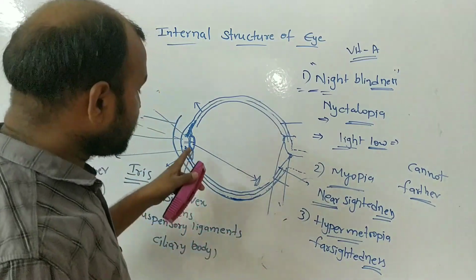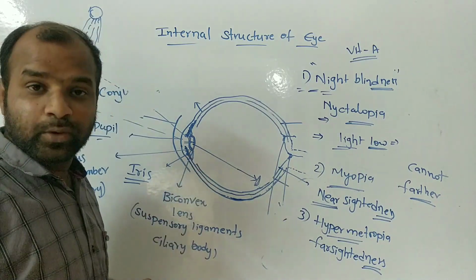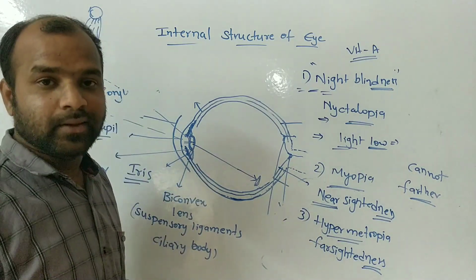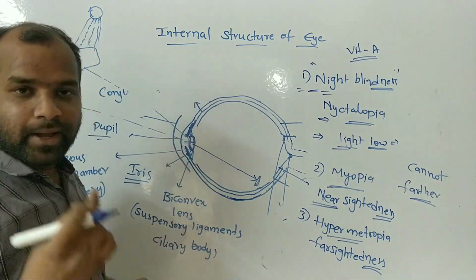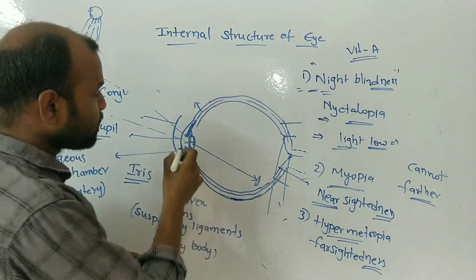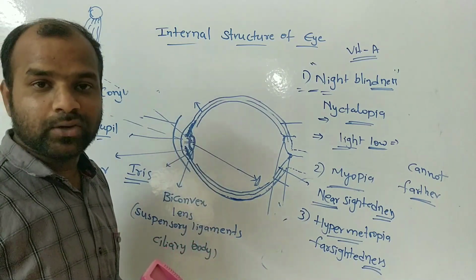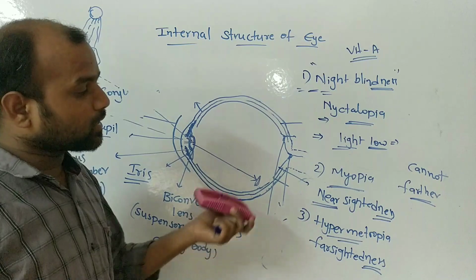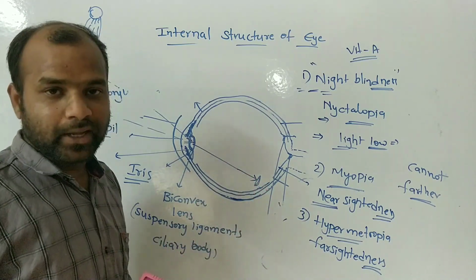This can be corrected by adjusting the focal length, by using spectacles, nothing but glasses. By adjusting the focal length of this biconvex lens, we can correct these disorders, myopia and hypermetropia.